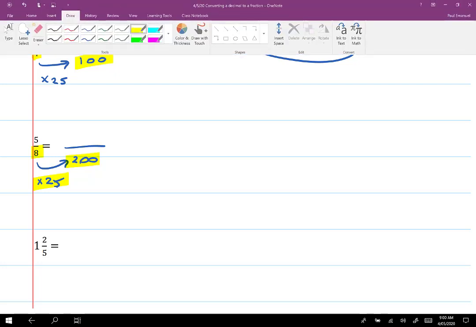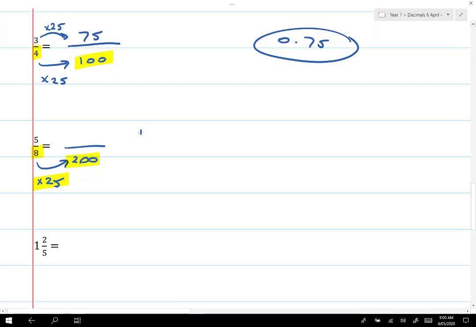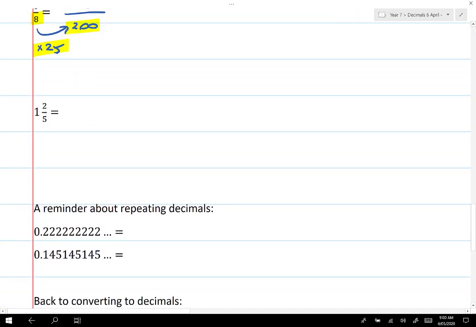And again, as always, same thing to the top and bottom. 5 lots of 25 is 125.